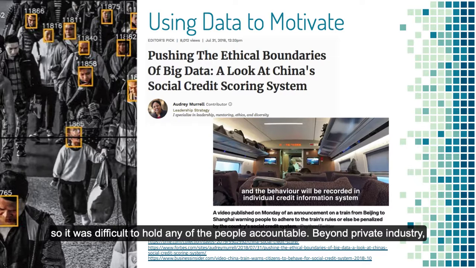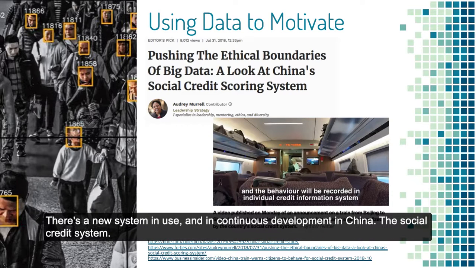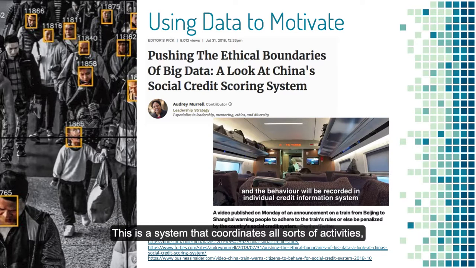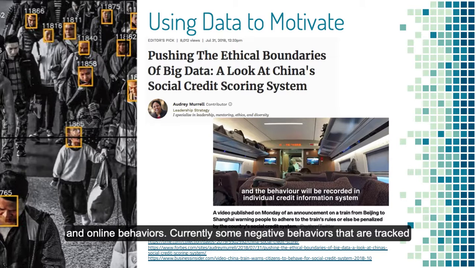Beyond private industry, we also see data systems in development across the world with different governments. There is a new system in use and in continuous development in China, the social credit system. The social credit system calls for the establishment of a unified record system for individuals, businesses, and the government to be tracked and evaluated for trustworthiness. This is a system that coordinates all sorts of activities and applies a metric to your behaviors. This includes both in-person and online behaviors.